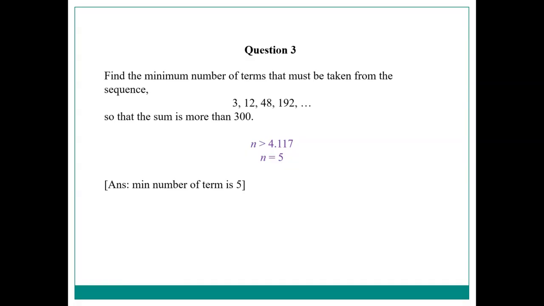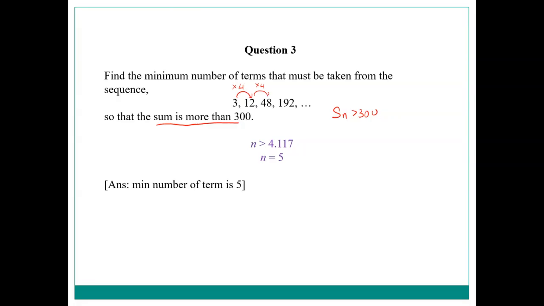Question 3. Find the minimum number of terms that must be taken for the sequence 3, 12, 48, and so on, so that the sum is more than 300. From a previous recording, we discussed a similar question, but that was for arithmetic progression. So this one, the keyword is the sum is more than 300. So the same thing, we have to write Sn greater than 300. The common ratio is 4, right? We need to times 4 to get from 3 to 12, 12 times 4 to get 48 and so on. So in this case, R is greater than 1.